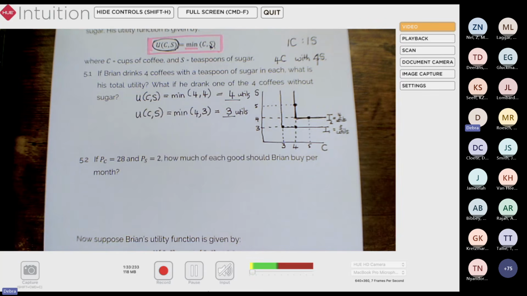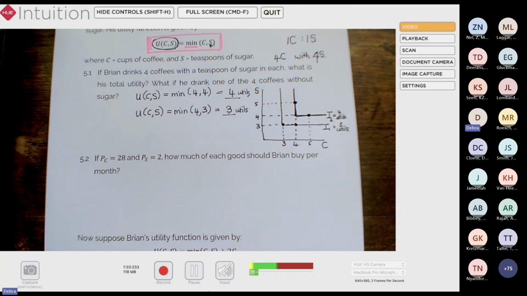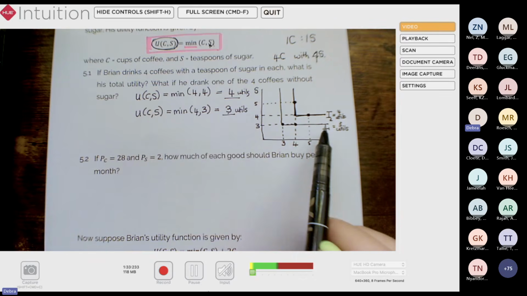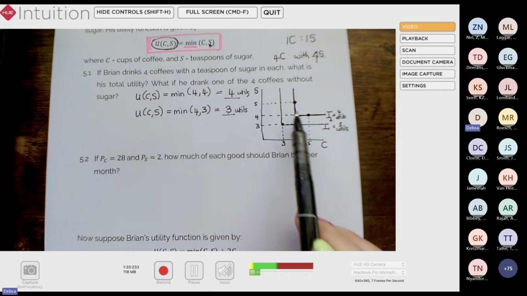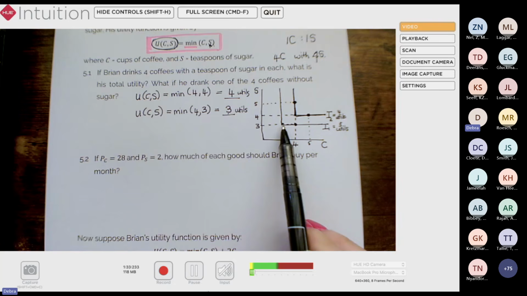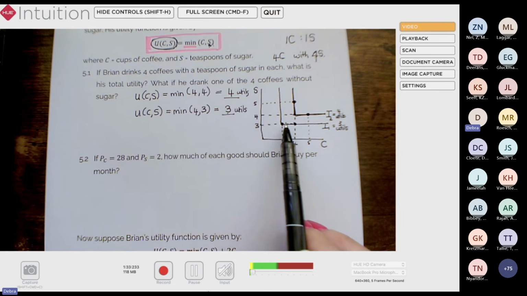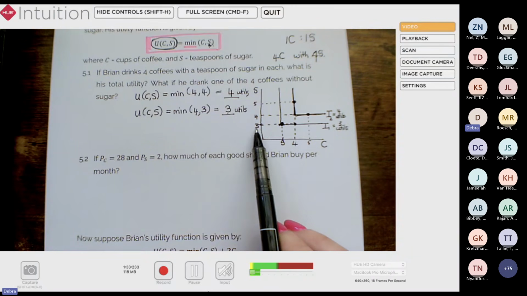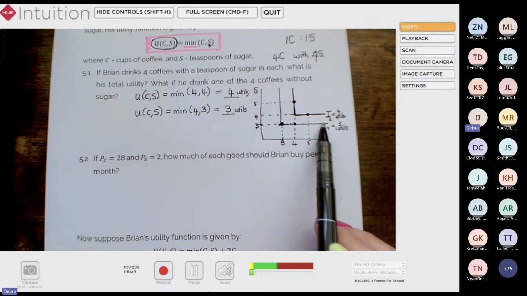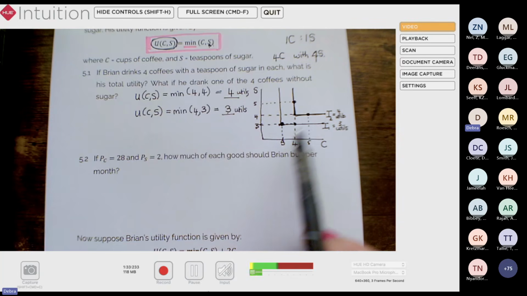So this is why we represent perfect complements using this min function, because it makes sure that if we look at this corner here, this little kink, let's actually call it a kink. If we look at that kink there, what we find is that being exactly at that kink, where you're consuming in the ratio you prefer, gives you the same utility as still having the same amounts of S but having more coffee, or having the same amounts of coffee but having more S. So this is how the perfect complements look.